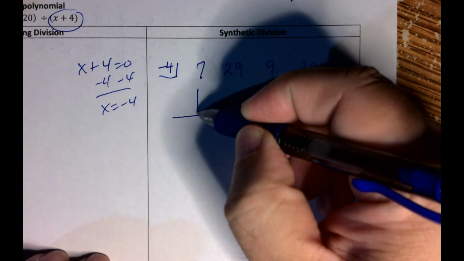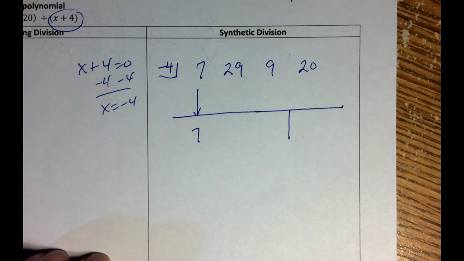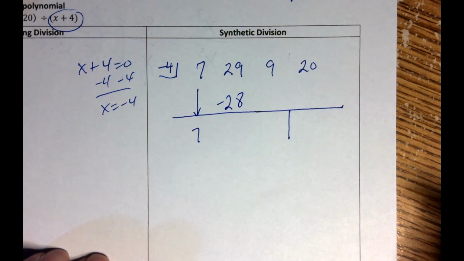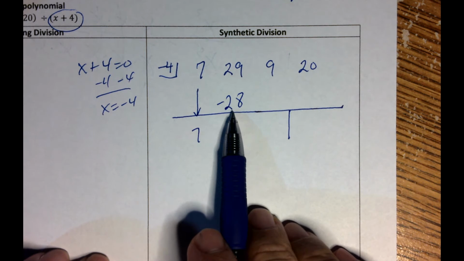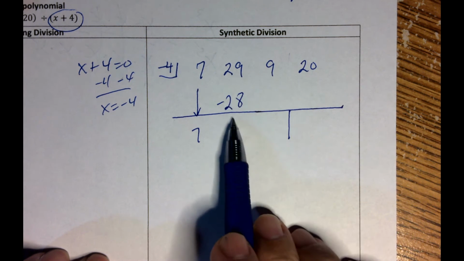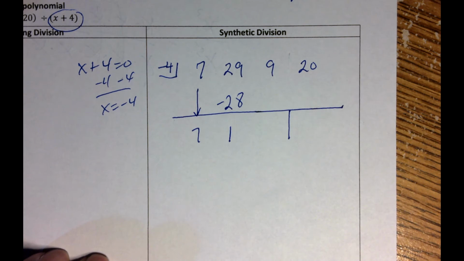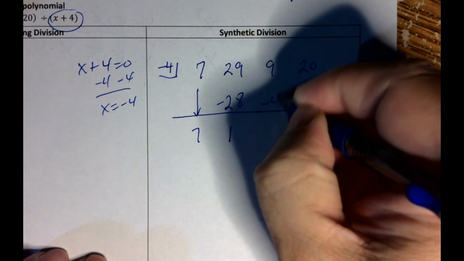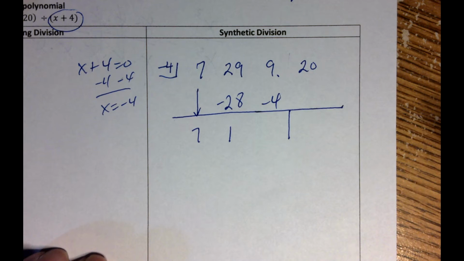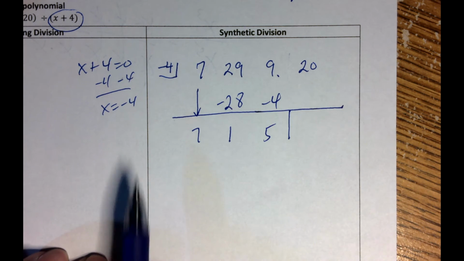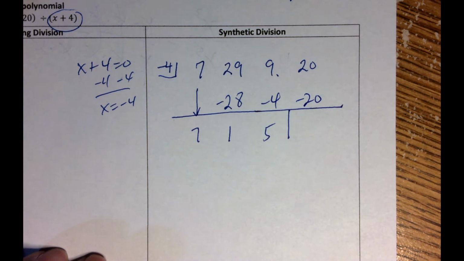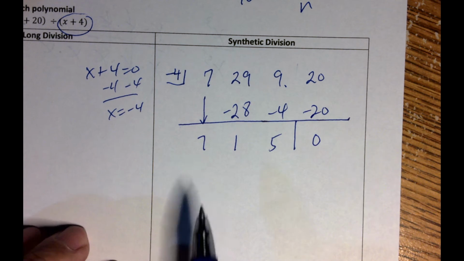So the first number comes straight down. And then you're going to do -4 times 7 is -28. And you're going to write the product here. And then you're going to add. 29 plus -28 is +1. And then you're going to take that -4 and multiply with the 1. So that's -4. 9 plus -4 is 5. And then you're going to take -4 times 5 is -20. And 20 plus -20 is 0. So that's it. Okay? Now, what's the answer?